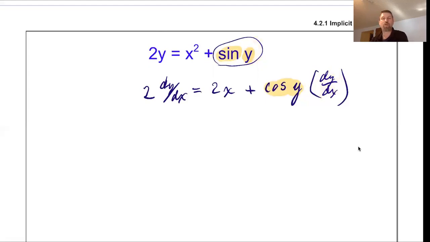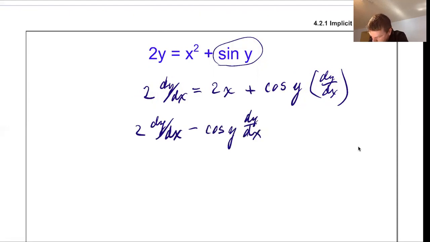All right. The whole point of this is to get dy/dx by itself. Some people may get flustered a little bit because there's a dy/dx there, and there's a dy/dx over here, and they're like, I don't know what to deal with that. It's not so bad. To take care of that, let's get all the dy/dx's on one side. So I would rewrite this as 2 times dy/dx minus cosine of y times dy/dx equals 2x.